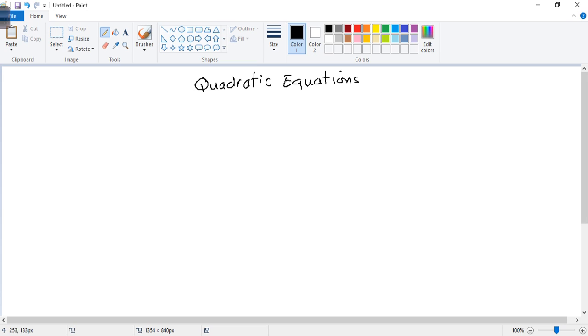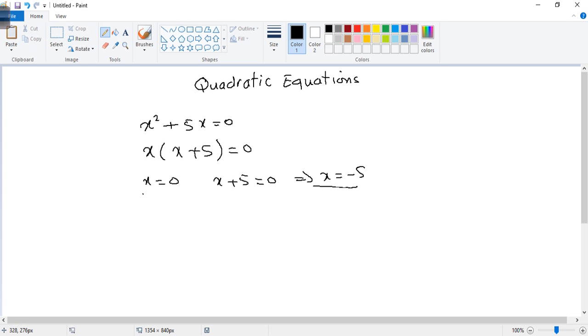Okay, let's have a simple equation. If you say x squared plus 5x equals 0, what's the common factor between these two terms? It will be x here, and here will be x plus 5, equal 0. So we have two values of x. Either x equals 0, whatever is here, the answer is 0, so x equals 0. The second, x plus 5 equals 0, will lead to x equals minus 5. So we have two values, x equals 0 and x equals minus 5.